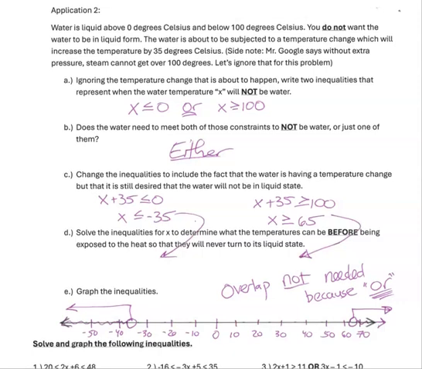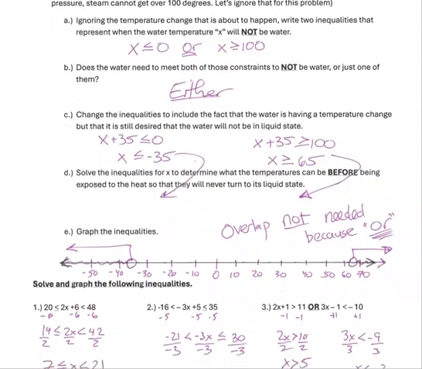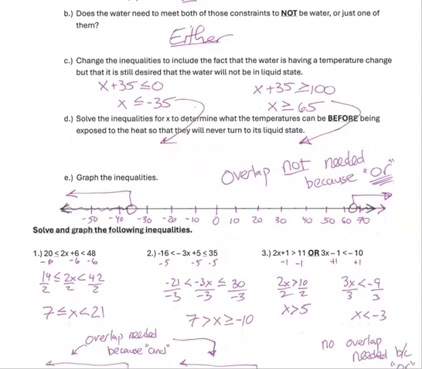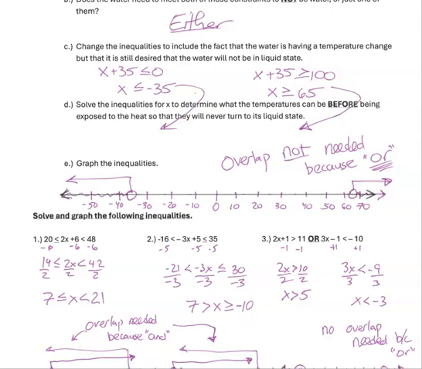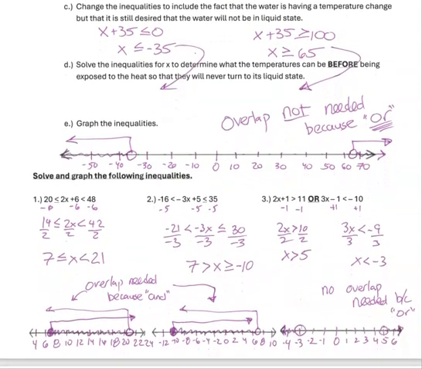When we go over and graph this, if you graph it, you do not need to have overlap. Any of the numbers that are going along with one of those requirements is going to be enough. So if it is going to be less than or equal to negative 35 or greater than or equal to 65, that will work.